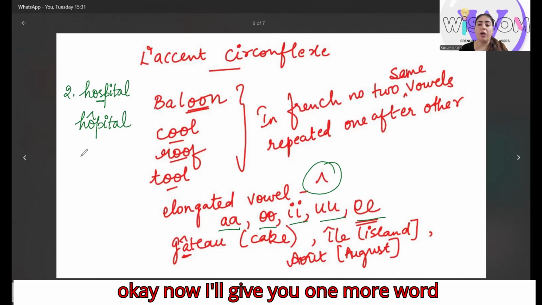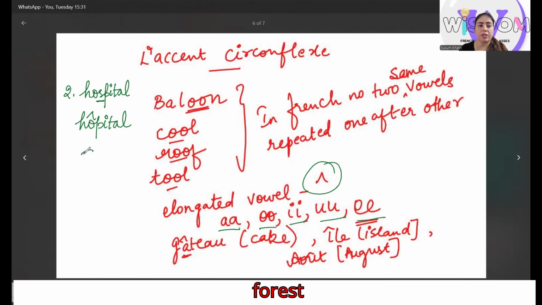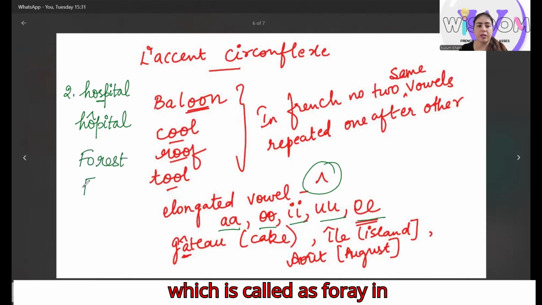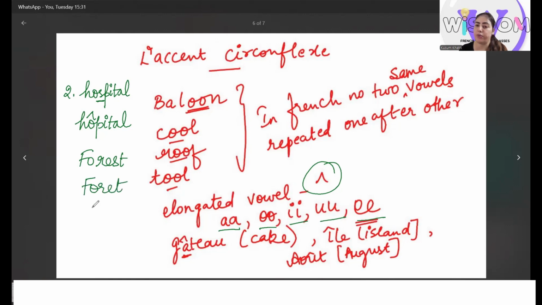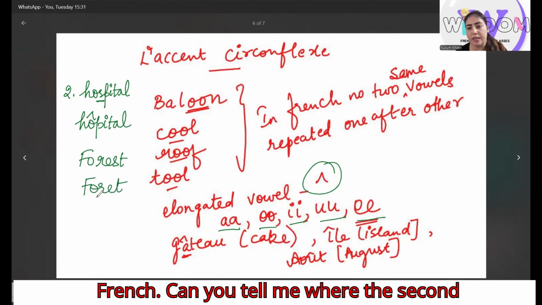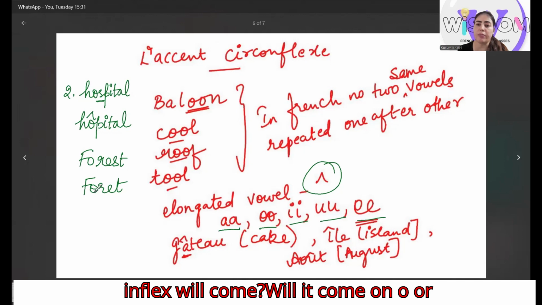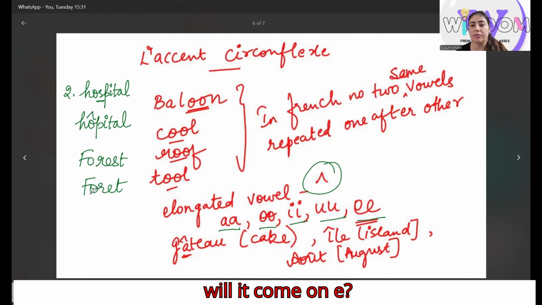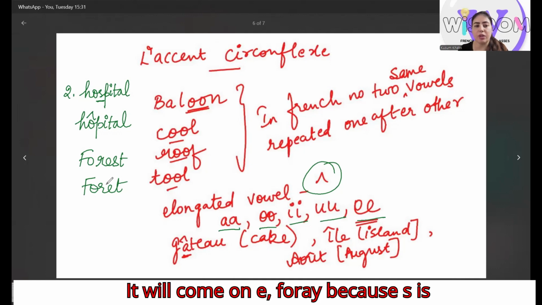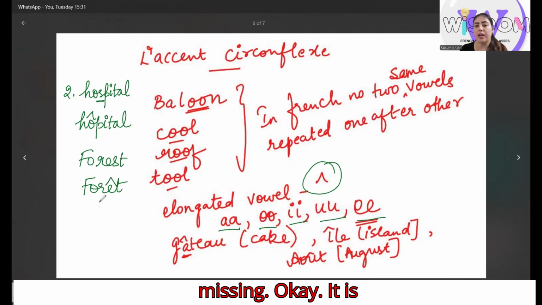Now I'll give you one more word, forest, which is called forêt in French. Can you tell me where this circonflex will come? Will it come on O or will it come on E? It will come on E, because S is missing. It is placed after E.